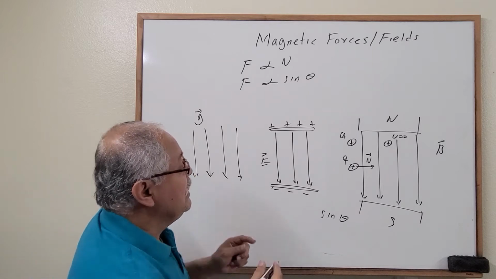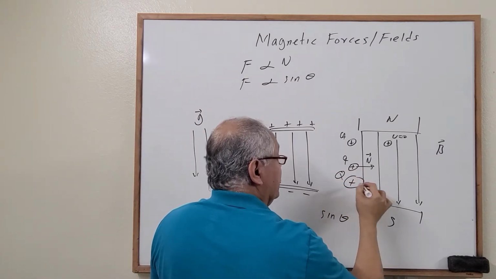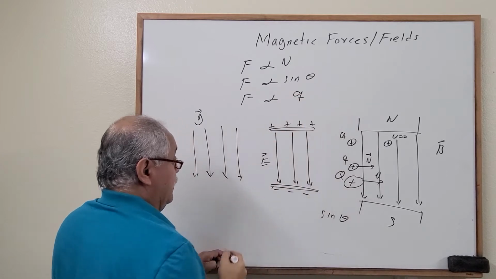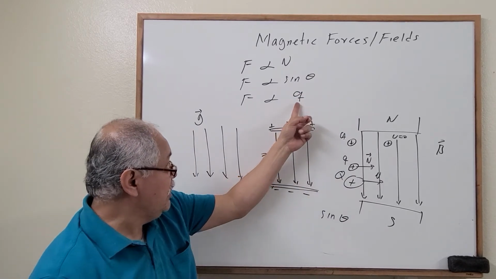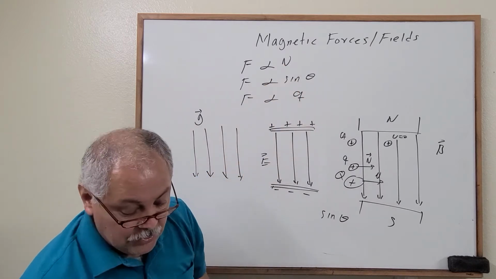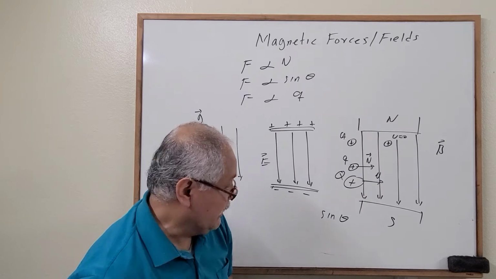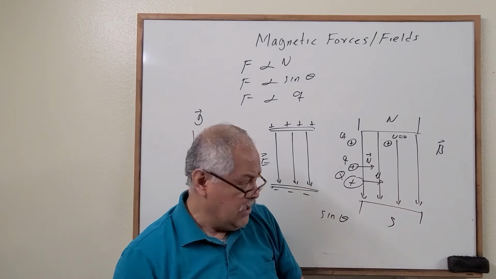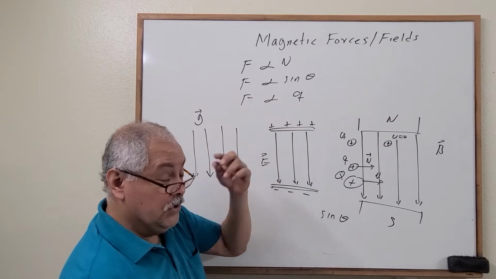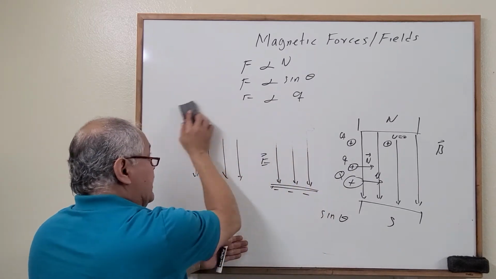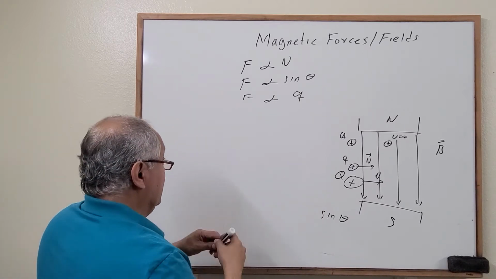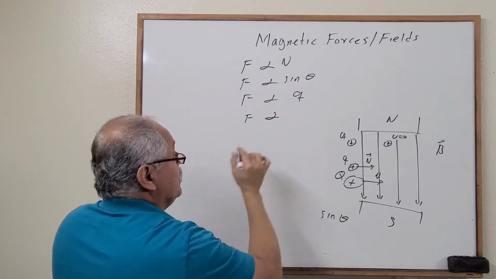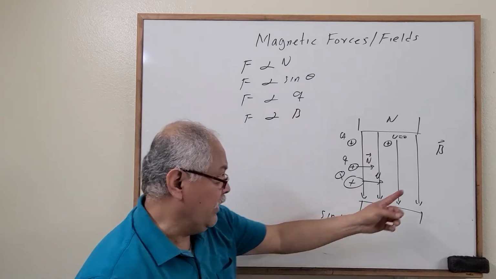Correct? Also it's found that if we increase the magnitude of the charge, the force also increases. Correct? So force is proportional to the charge, is proportional to the angle, and is also proportional to the speed. But this is the case when we have this magnetic field. What happens if we increase the magnetic field too? If we increase the magnetic field, the force acting on the charge increases too. Correct? Okay, in this case, we can say that the force acting on the charged particle is proportional to B, the strength of the magnetic field.